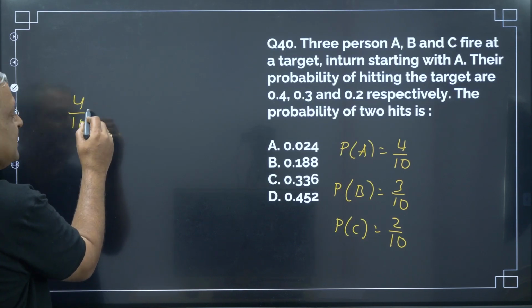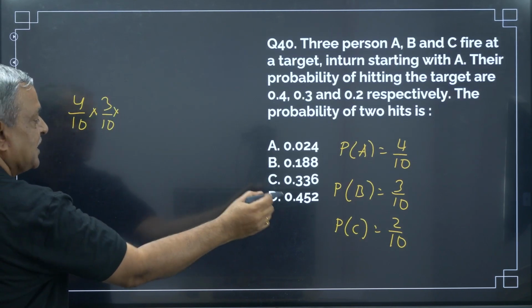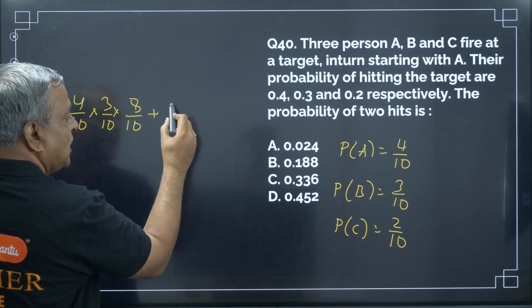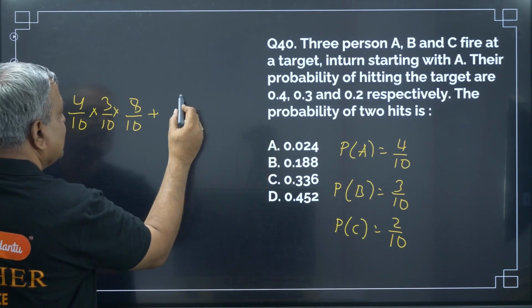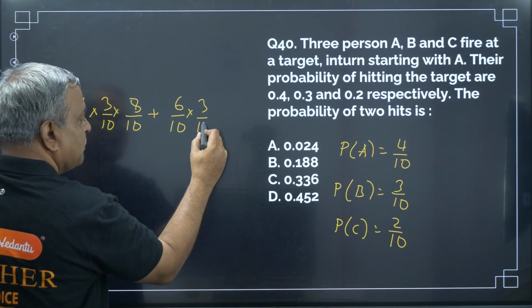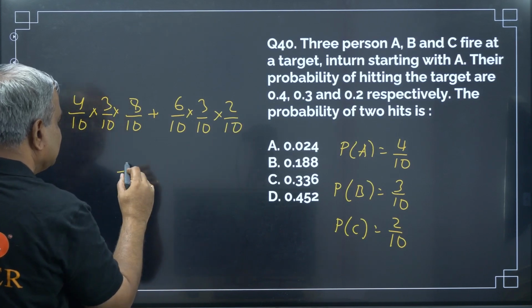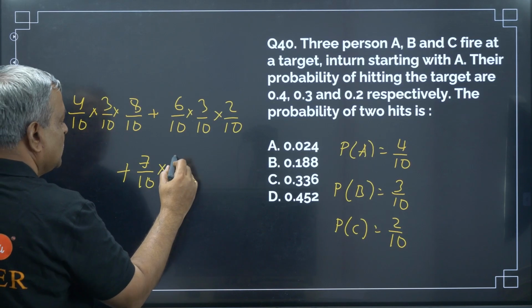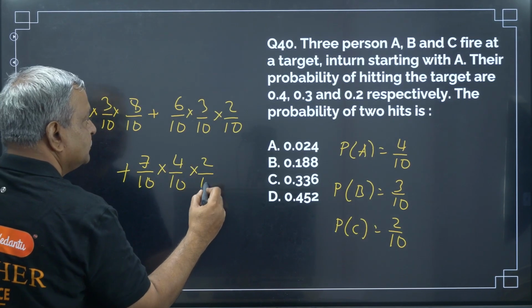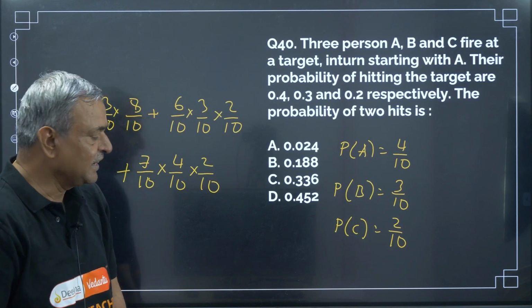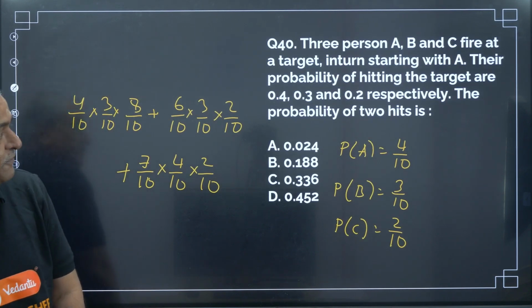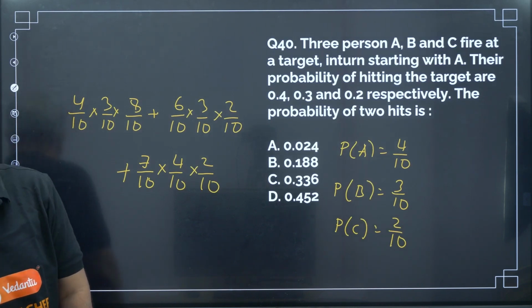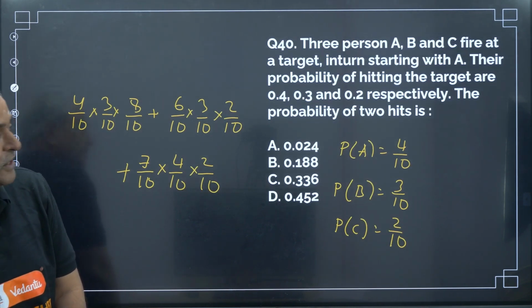So 4 by 10 hitting, 3 by 10 hitting, and C is not hitting, so 8 by 10. Similarly, A is not hitting, the remaining two are hitting, so 6 by 10 into 3 by 10 into 2 by 10, plus. Now B is not hitting, which means 7 by 10 into 4 by 10 into 2 by 10. Calculate and we get the required answer. This gives 2 by 5 into 3 by 10 into 4 by 5. If you calculate, you get 0.118.